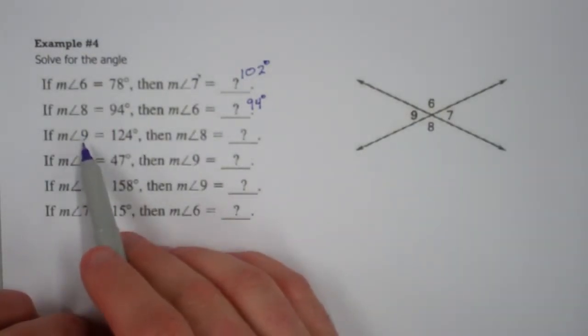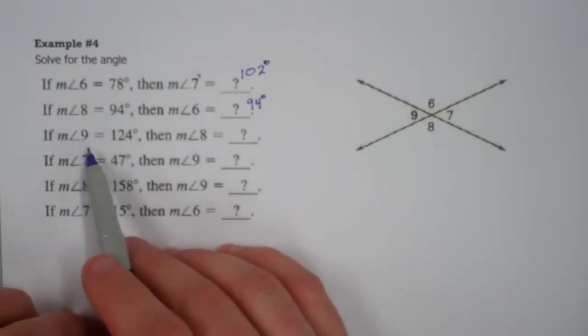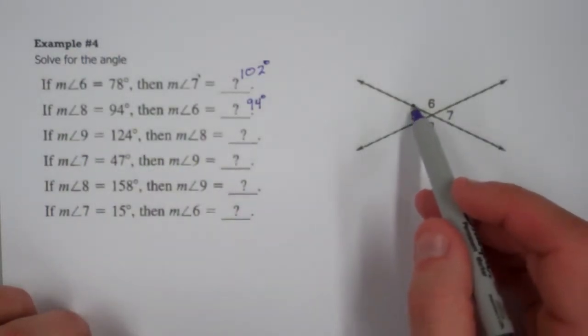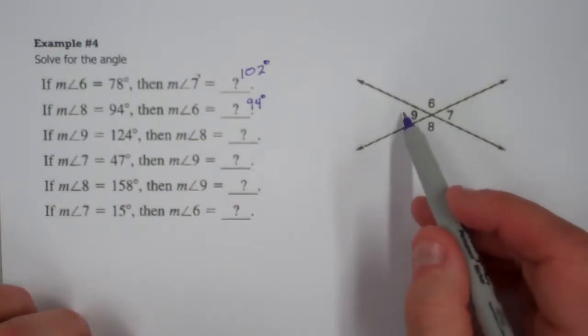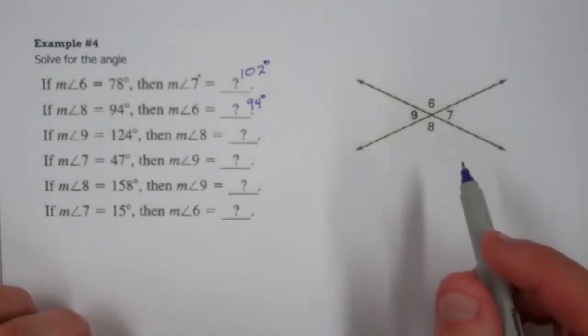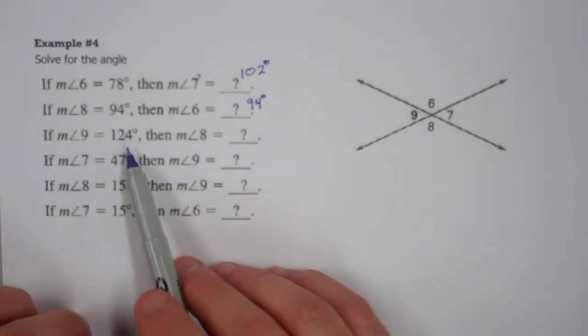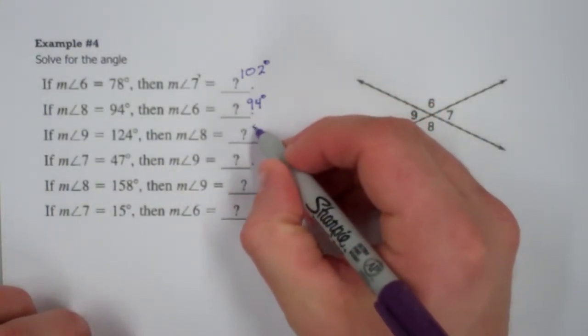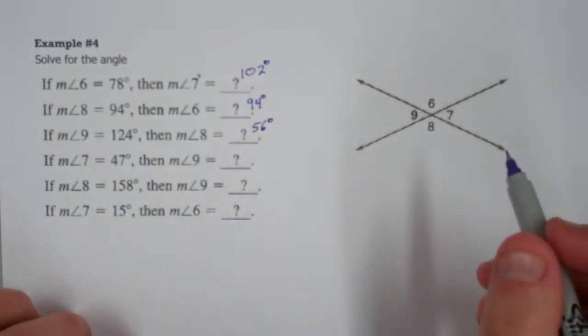In this case, we want to check out the measure of angle 8 if we know the measure of angle 9 is 124. So here's 9, here's 8. They form a straight line, and they're a linear pair, so their measures must add up to 180. So 180 minus 124 is going to give us 56 degrees.